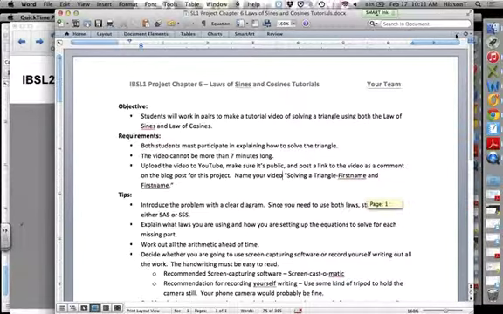Then, upload the video to YouTube. Make sure it's public, and post a link to the video as a comment on the blog post for this project. I'm going to put a blog post on our website. I'm going to allow comments on that post, and what you'll do is you'll paste the hyperlink to your video there as a comment.